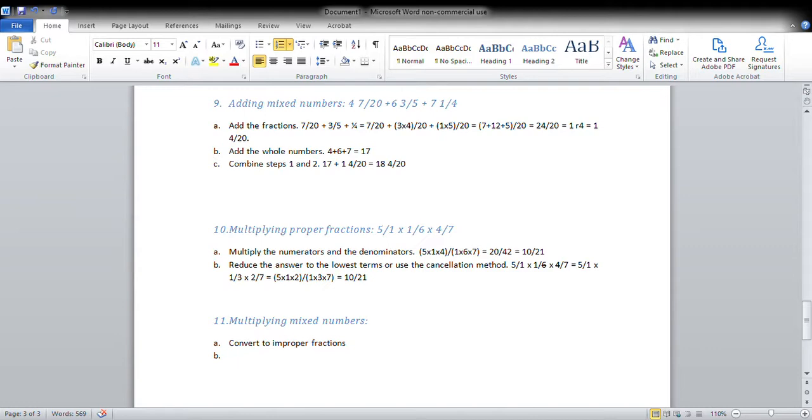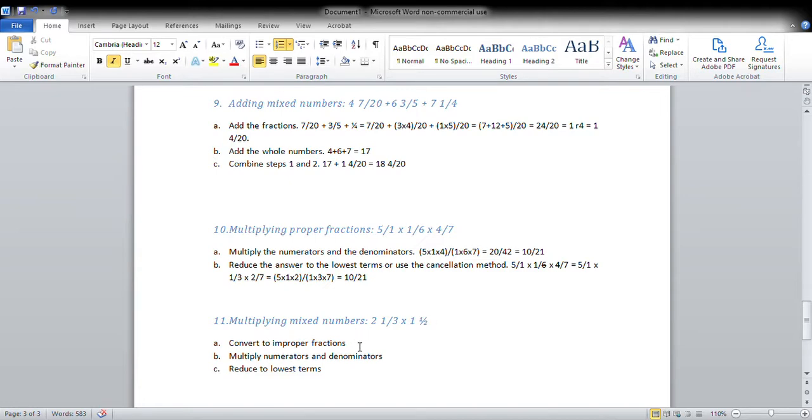Then we're going to multiply the numerators and denominators like we did above. Then we're going to reduce it to the lowest terms. So the problem we were given was 2 1/3 times 1 1/2. That's all we were given.